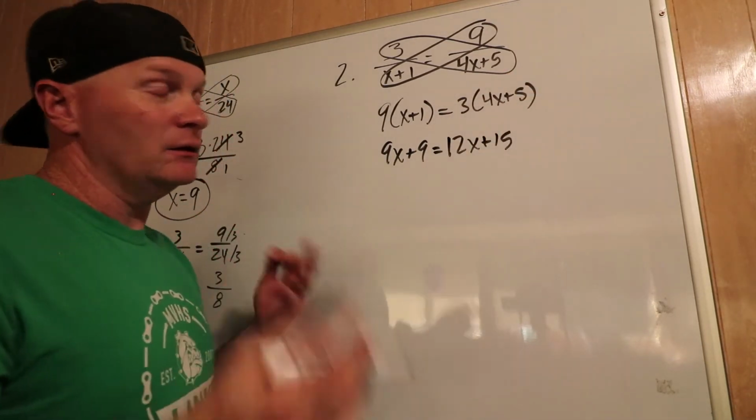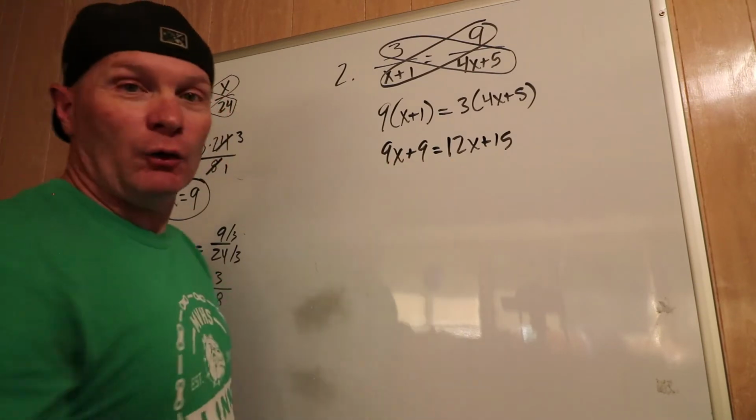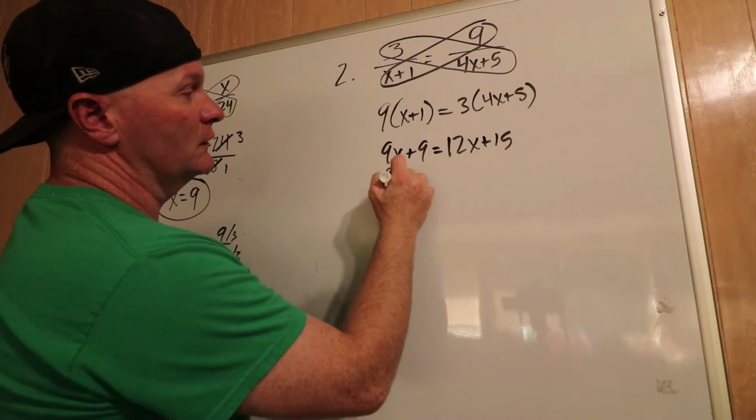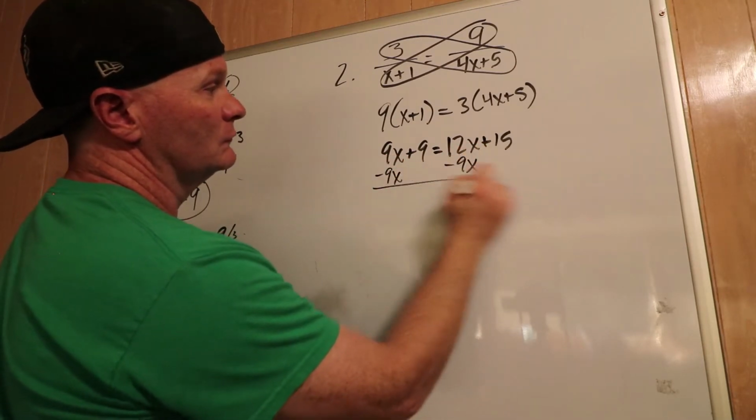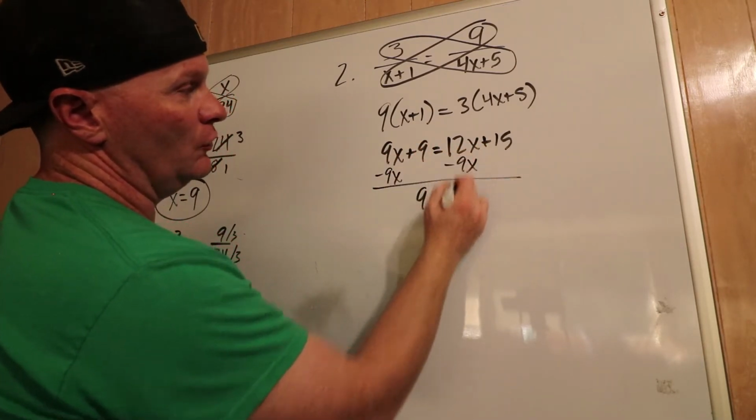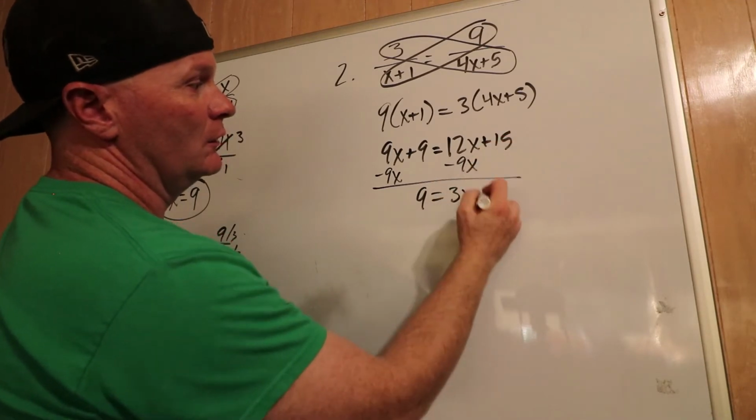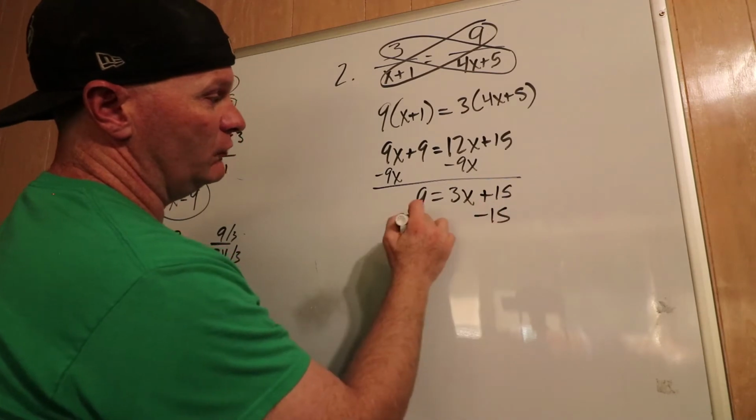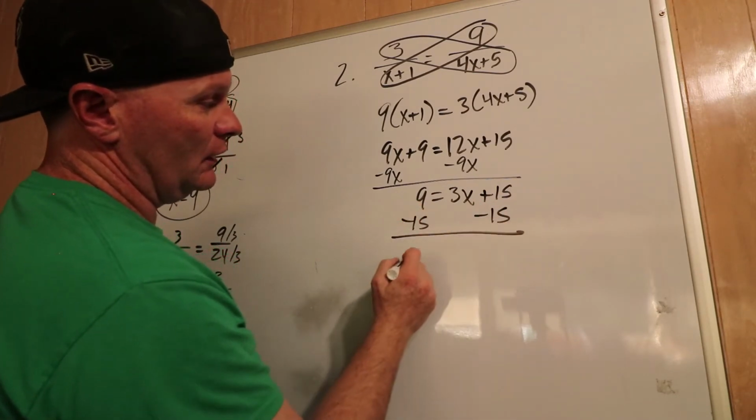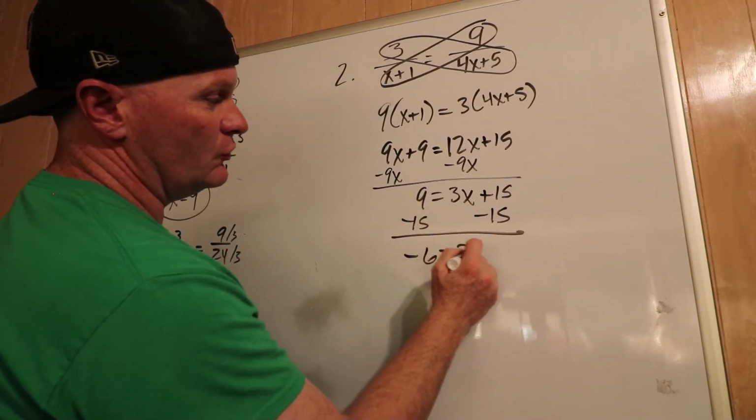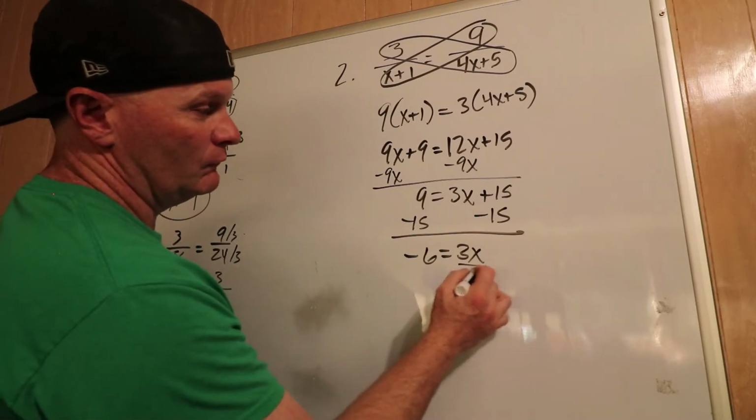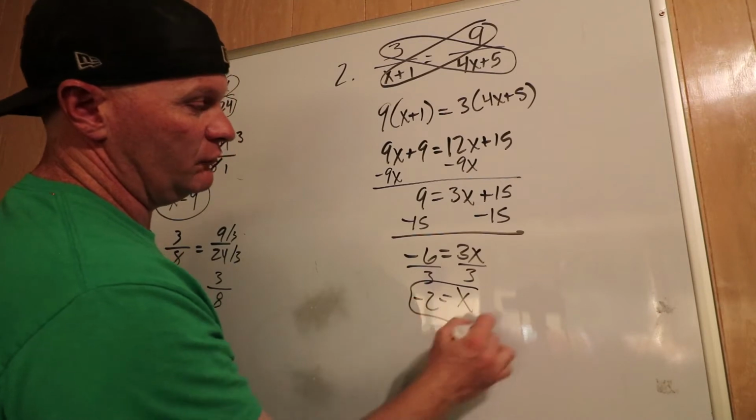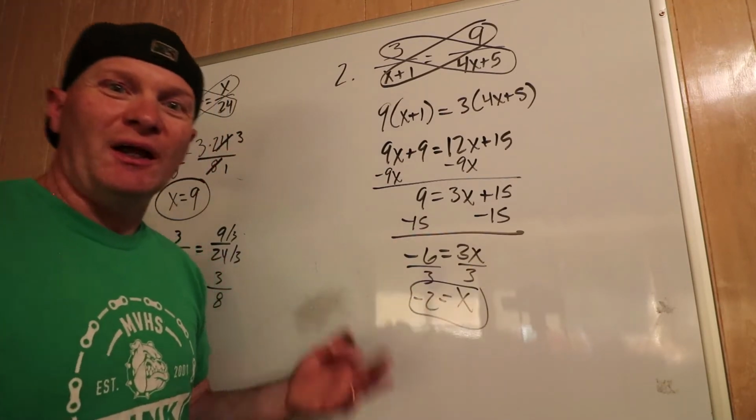And then we have an algebra 1 equation with variables on both sides. So I want to put all the x's on this side. So I get 9 equals 12x minus 3x plus 15. I need to move the 15 over. So I get, let's see, that's negative 6 equals 3 times x. Divide by 3 and you get x equals negative 2. So a lot of steps there, but nothing super tricky.